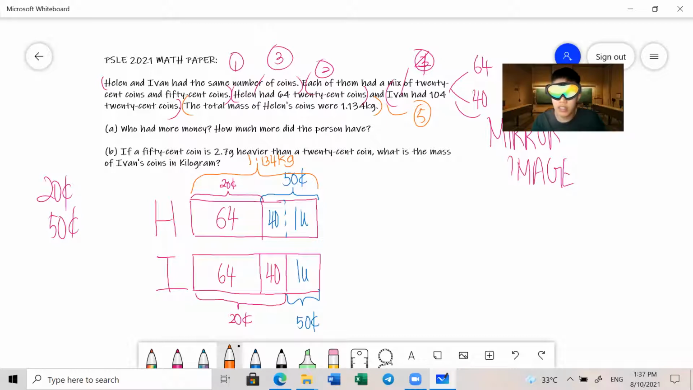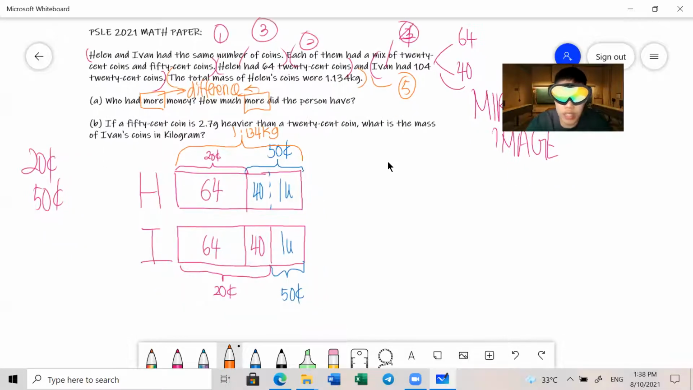Looking at this diagram, we can conclude that Helen had more money. Why is that so? Because Helen had more 50-cent coins. And looking at the question, when they ask for more, one word should pop out in your mind. The word difference. Again, more. One word should pop out in your mind. The word difference. So your focus now should be on difference. Now we definitely will be able to answer the first part of question 8. Who had more money? Helen.